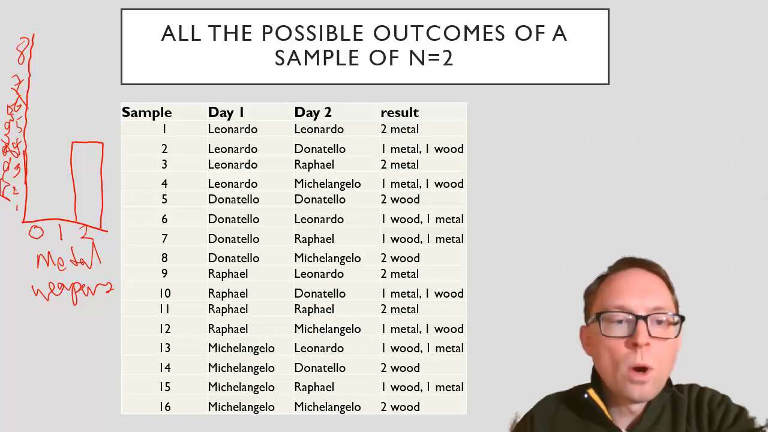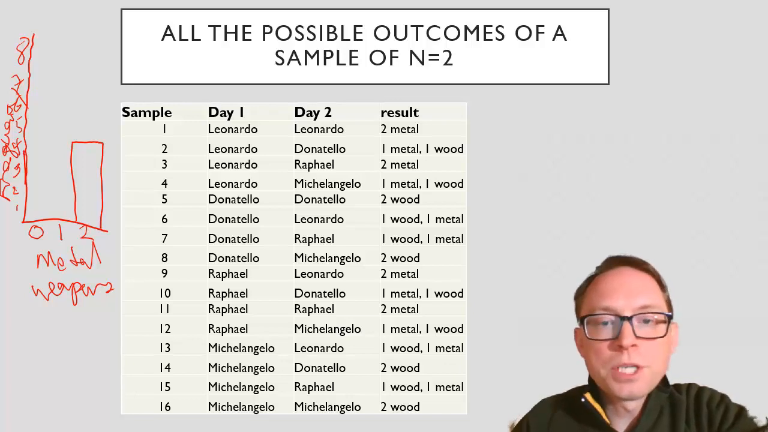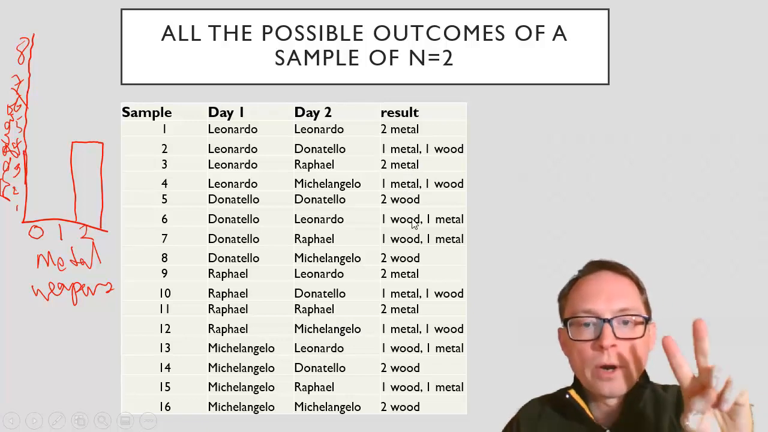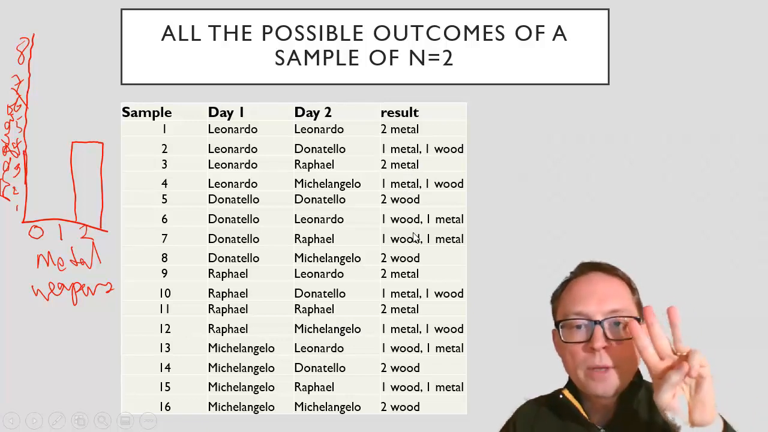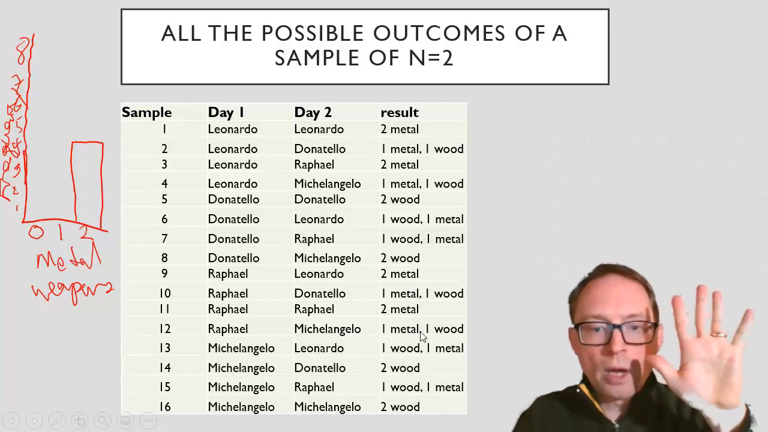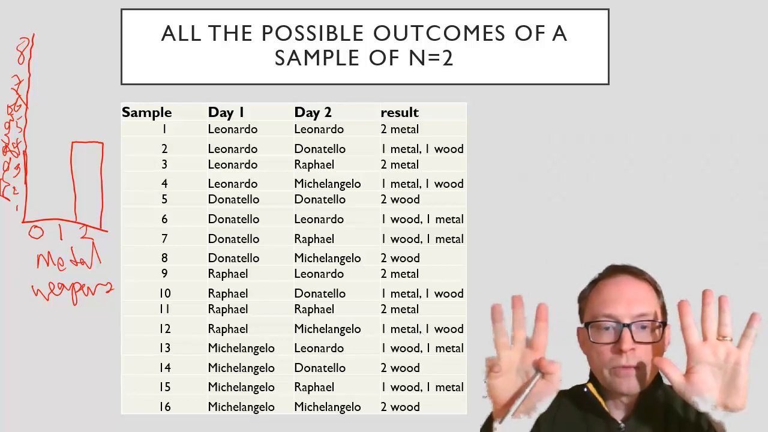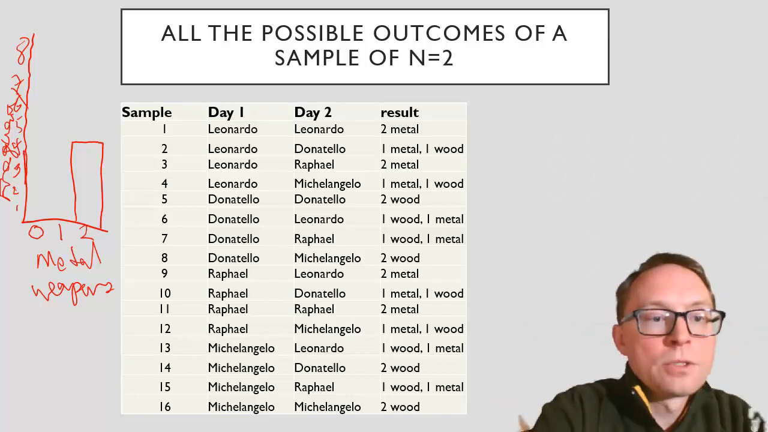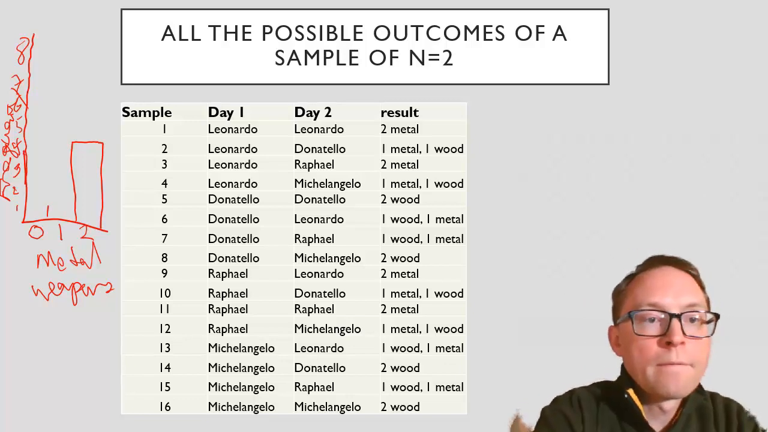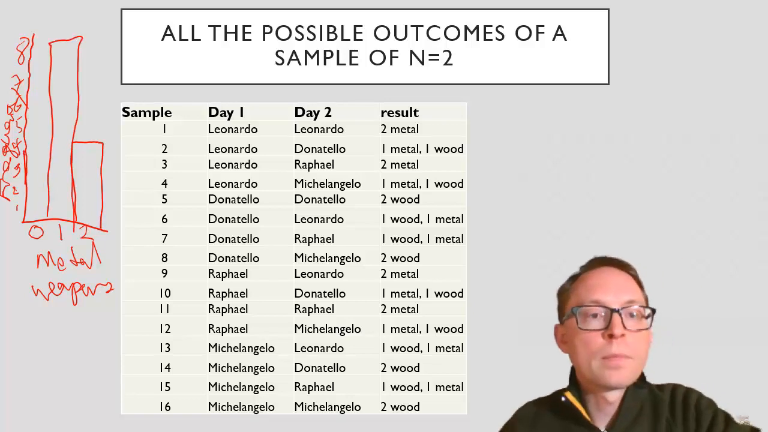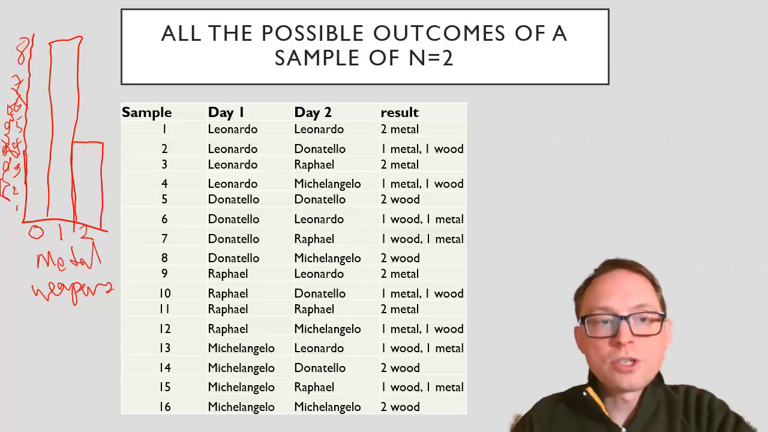Now, what is the frequency of 1 metal weapon? So sample number 2 has 1 metal weapon. 4 has 1 metal weapon. 6 has 1 metal weapon. 7, 10, 12, 13, and 15. That's 8. There's 8 of them. So the frequency of 1 metal weapon would be 8. Okay? Let's see if that works. There it is. And those bars are supposed to be touching because this is a histogram.